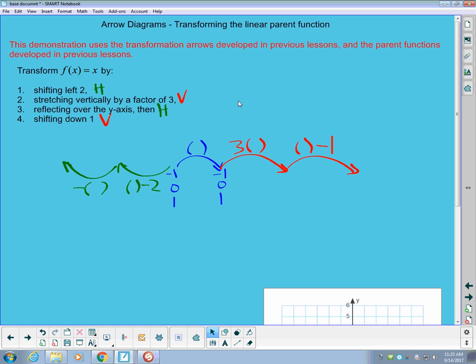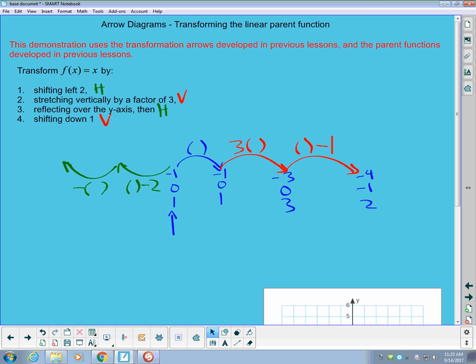And now I can actually transform the points that I'm looking at into their new points. I'll start over here on the output side. It says multiply all of those by 3. So I have -3, 0, and 3, and subtract 1 from each of them. That'll put me at -4, -1, and 2.